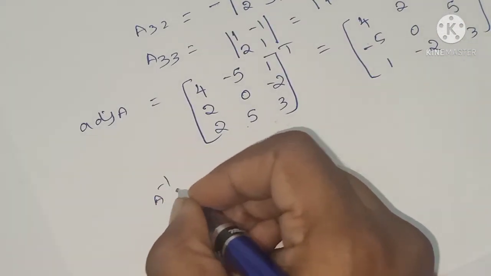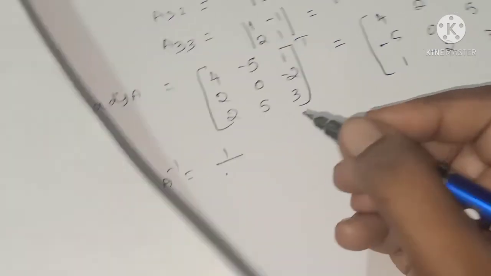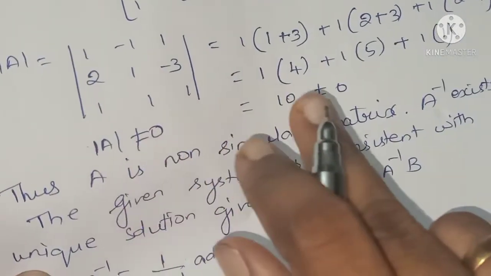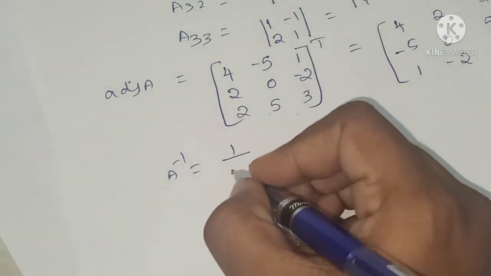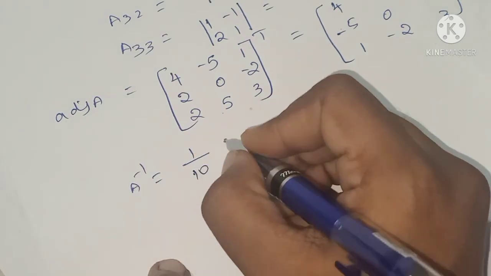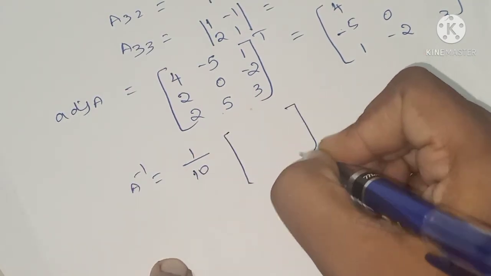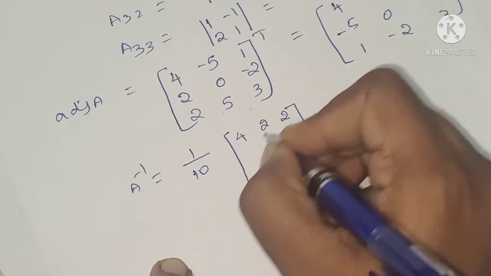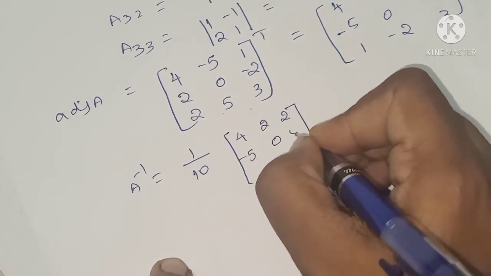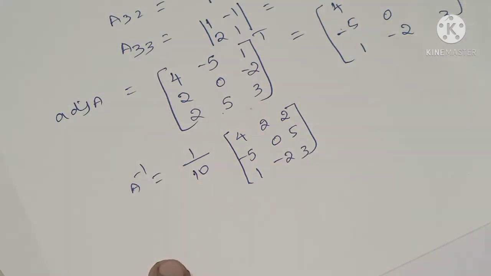Now A inverse. A inverse is equal to 1 divided by determinant A. What is the determinant A value? We found out determinant A as 10. So 1 by 10 into adjoint of A. Adjoint of A value is 4, 2, 2, minus 5, 0, 5, 1, minus 2, 3. So we found out A inverse.